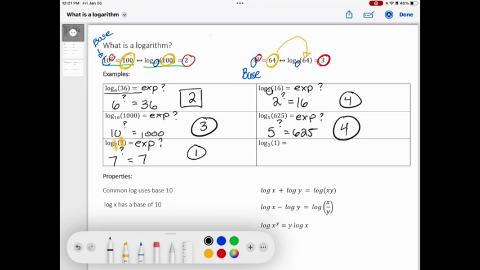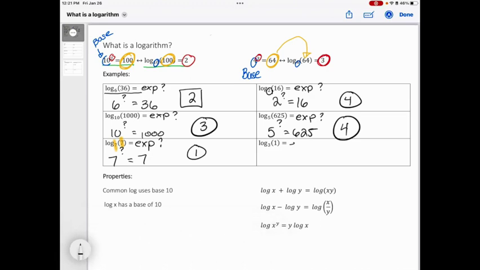So last one, again, this is a special case. This is saying I want to find the exponent so that if I take 3 to some power, I'm going to get 1. Whenever you have a base raised to the exponent of 0, you are going to get 1. So this answer is going to be 0.